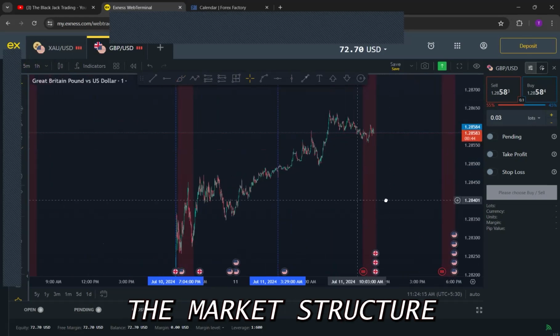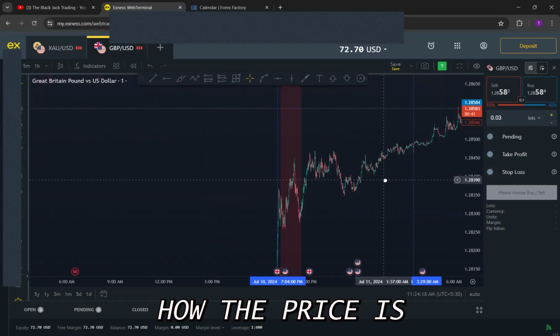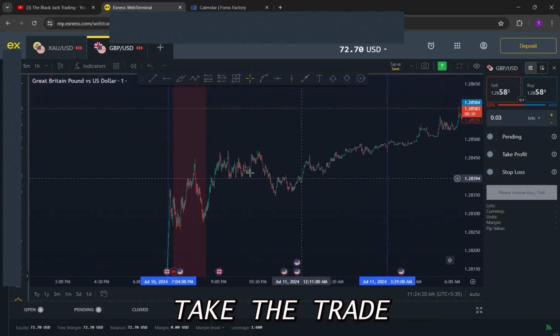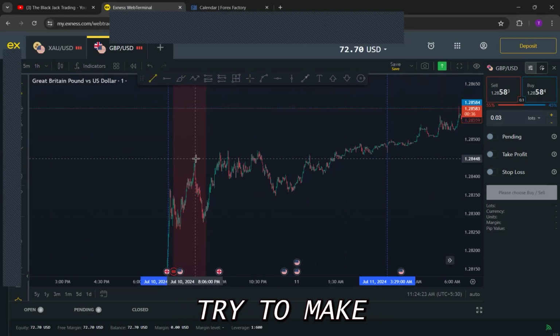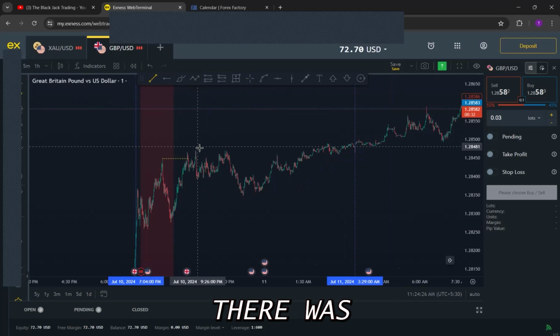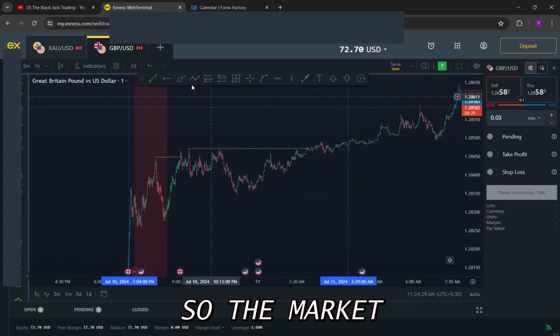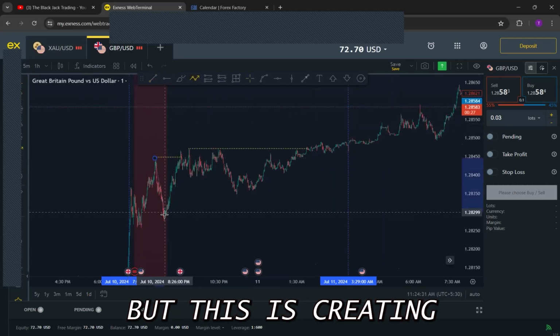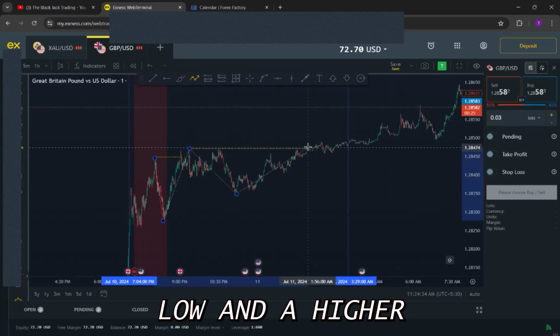Now let's analyze the market structure, or the direction of the market, how the price is behaving in the past, and how we can take the trade in the future. So let's try to mark the major breakout. This was one of the major breakouts, after which you will see that there was another breakout from here till over here. So the market is moving something like this. Price is creating a higher low, higher high, a higher low, and a higher high again.